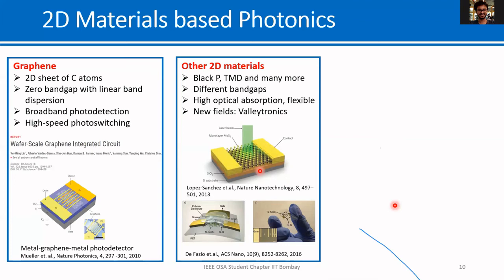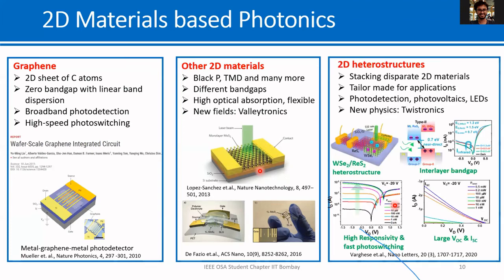With all these 2D materials that are around, it is possible to construct these 2D heterostructures because these 2D materials interact with each other via the van der Waals forces, and different materials can be stacked on top of each other, and they can be made to fulfill certain application requirements. Like, for example, this particular research which came out of our group recently talks about a WSe2/ReS2 heterostructure, that is 2D materials stacked one on top of the other. And the interface gives rise to a new band gap.